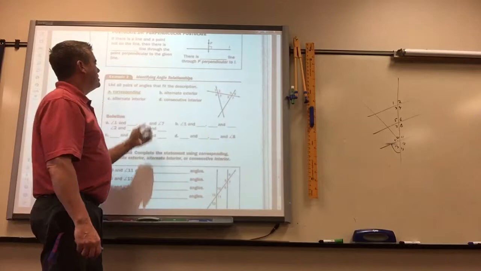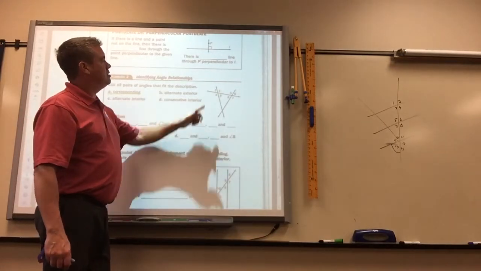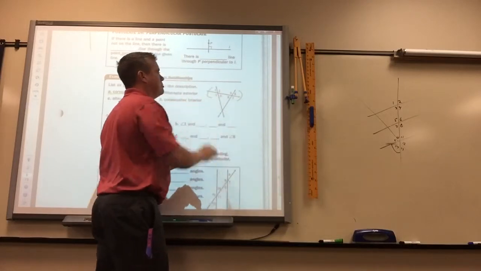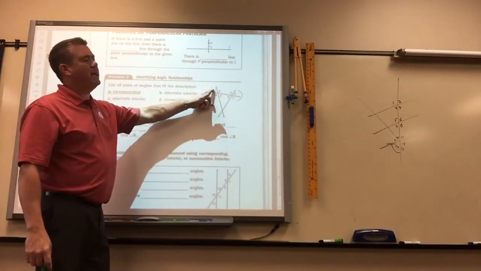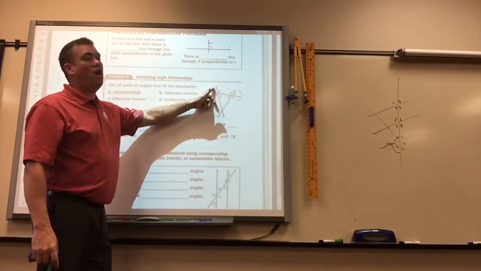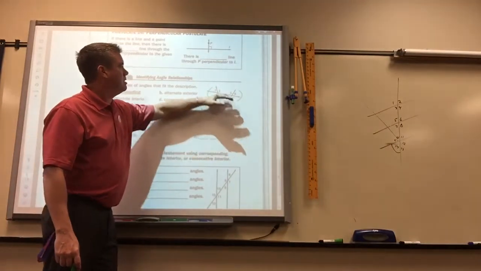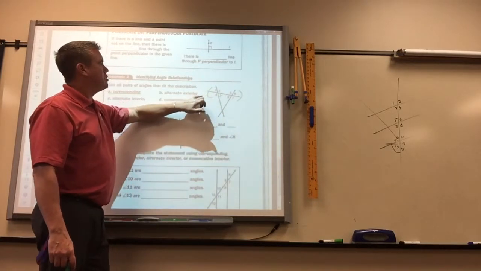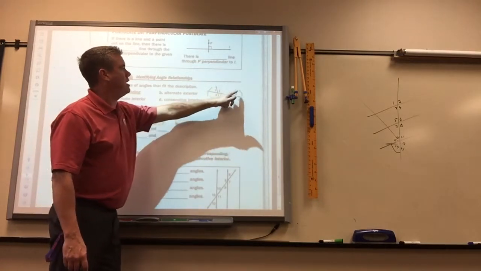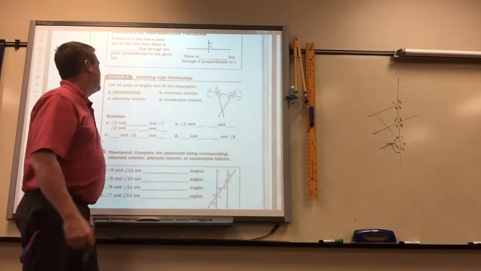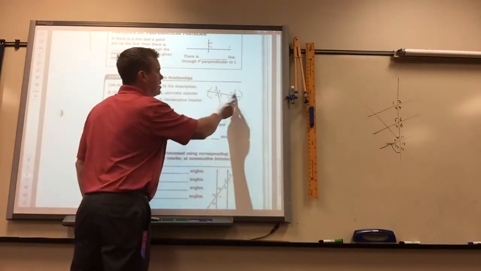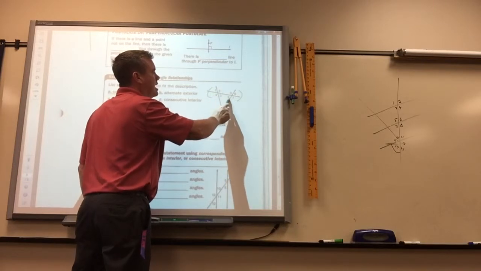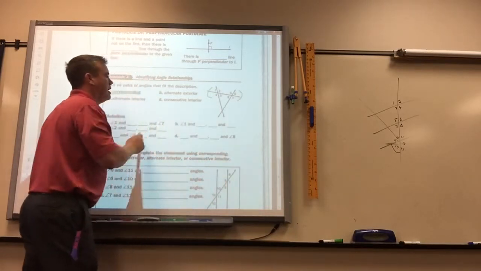Alternate exterior. Exterior are the outside ones. These two and these two. So 1 and what? 7. 1's on top, 7's below. Then the other set is 4 and 6. Alternate interior are the inside ones. So 2 and 8, alternate sides, 5 and 3.